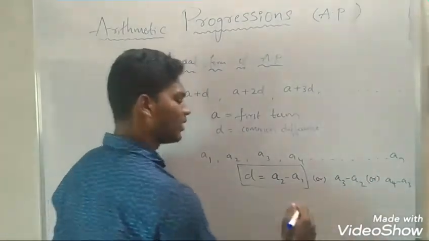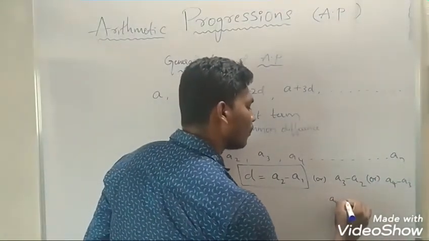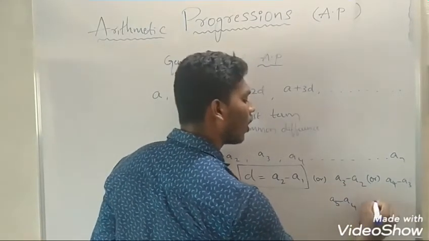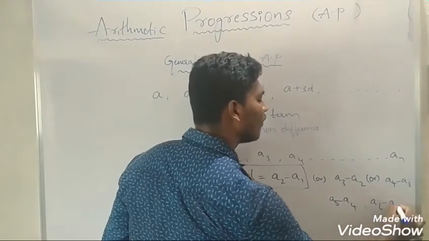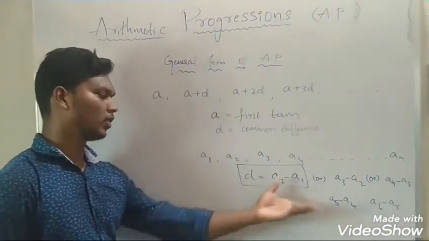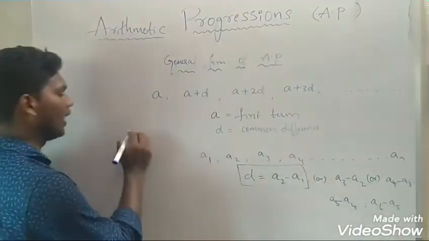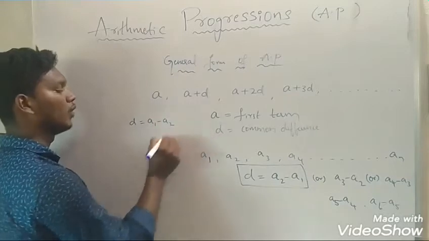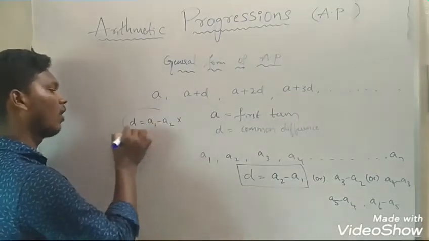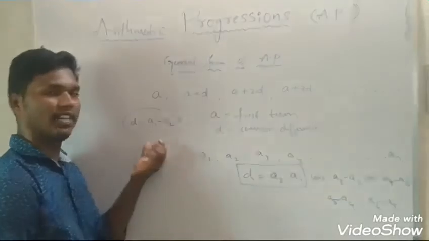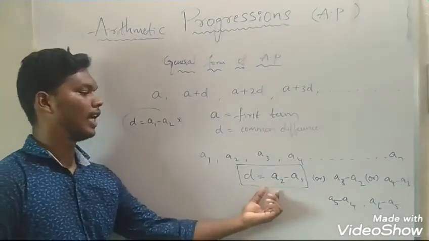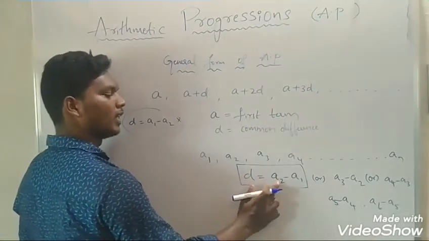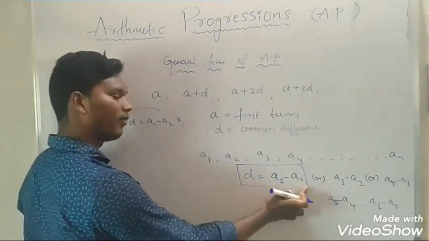Likewise, you may write A5 minus A4 or A6 minus A5. Whatever you are taking, it is correct. But don't write the common difference D as A1 minus A2. Listen, friends, this is the wrong way to find the common difference. The correct way is A2 minus A1. Always consider the highest term first and subtract the lower term from the highest term.